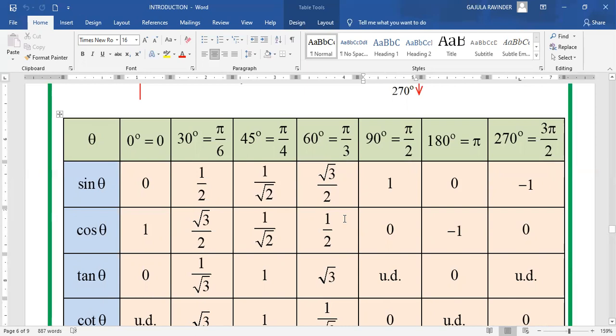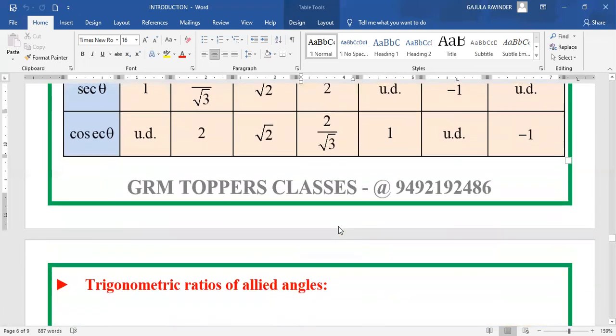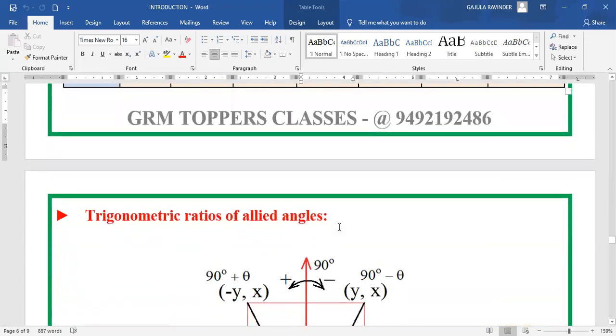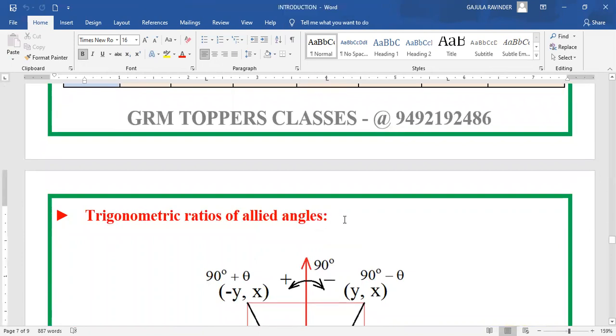So see, look at these values and get them as early as possible. Okay. Now, dear friends, let us go for the trigonometric ratios of allied angles.